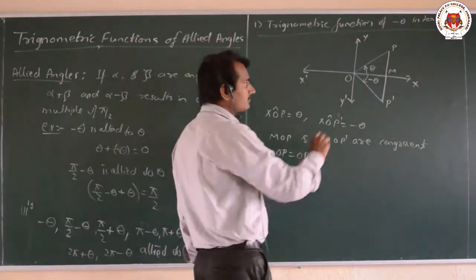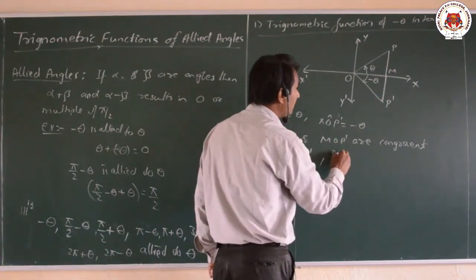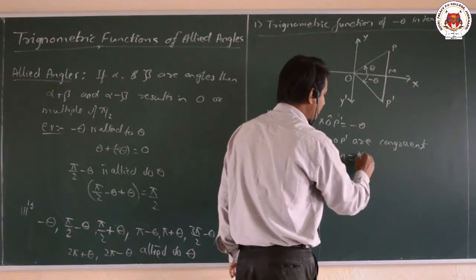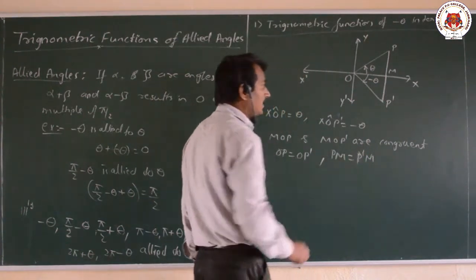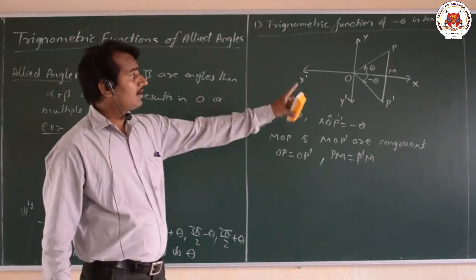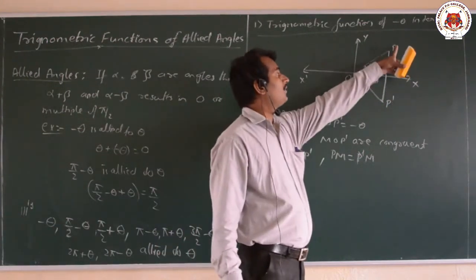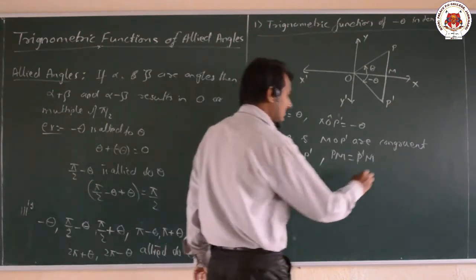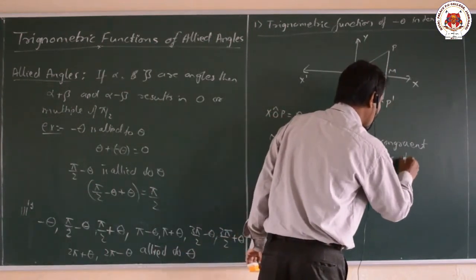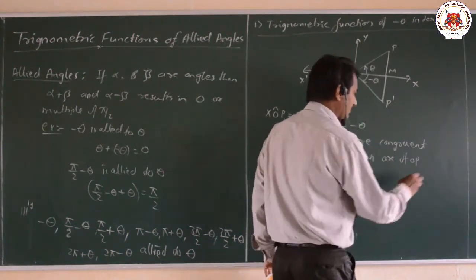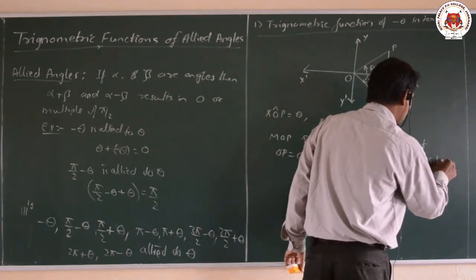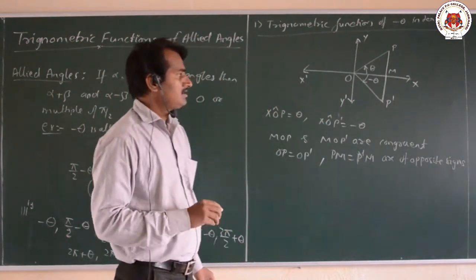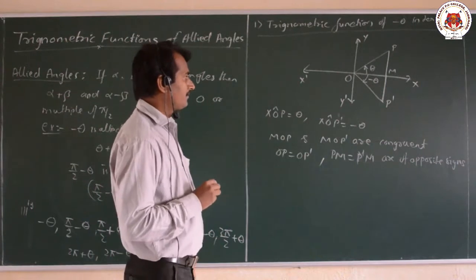Also here we can write PM is equal to P dash M. But the thing is, both are of opposite sign. If MP is positive, then MP dash will be negative. So that implies the same values are of opposite signs. These are all the basic things that we require to know here.